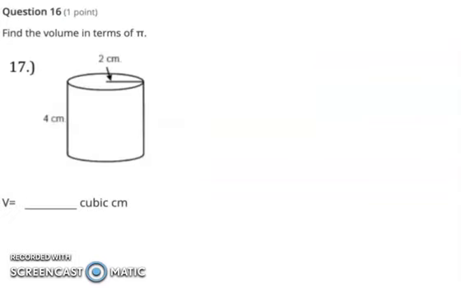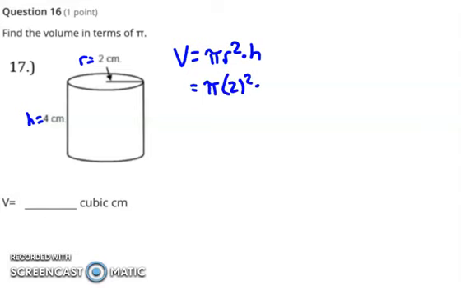Next, number 16. Find the volume in terms of pi. Pi R squared times H is how you get the volume of a cylinder. It looks like 2 is R and 4 is H. So pi times 2 squared times the height of 4. So this is equal to 2 squared is 4. 4 times 4 is 16. So this is 16 times pi centimeters cubed.